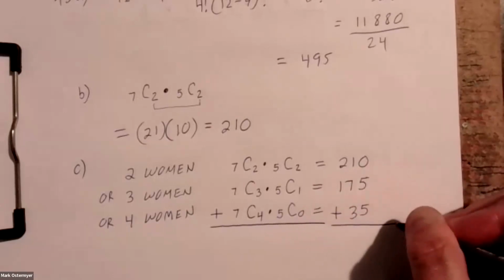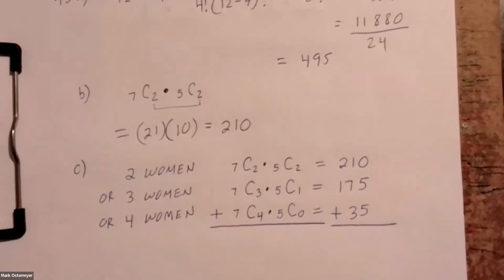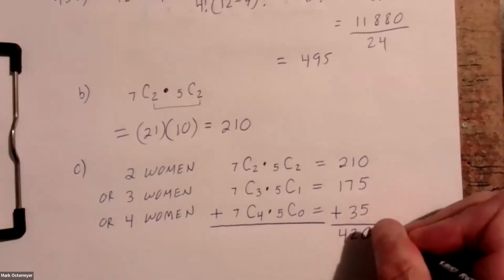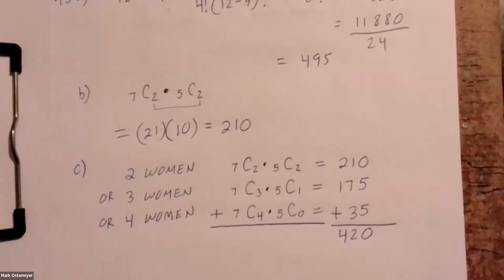Now, when you add all these together, you're going to have a sum of 420. And that would be your answer. So there's 420 different ways of forming a committee of size 4 if we must have at least 2 women on the committee. All righty.